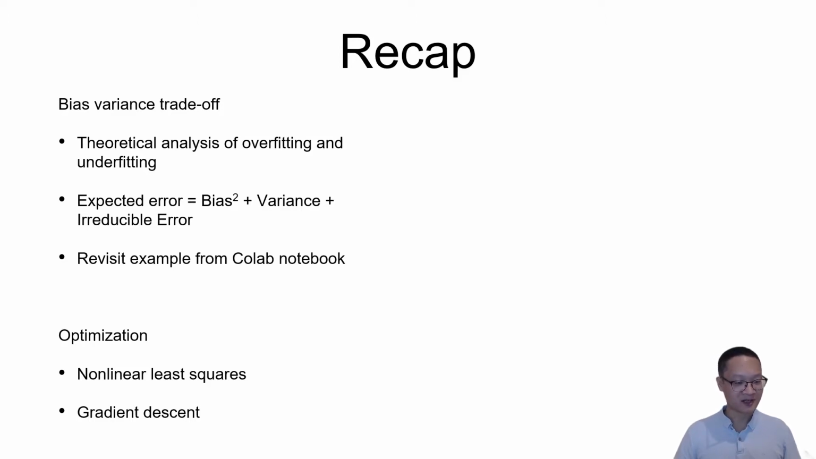Afterwards, we talked a little bit about optimization motivated by nonlinear least squares. And then we realized that there's no way for us to obtain an analytical solution to the optimal parameters. So we introduced an iterative optimization algorithm called gradient descent. So today we're going to continue talking about optimization and the different optimization methods.